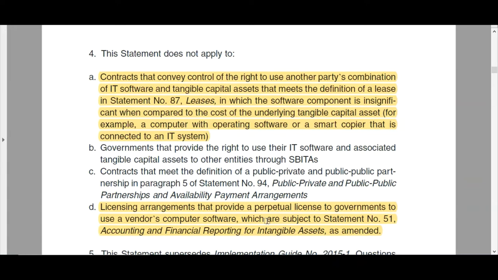So your Excel that you've had on your computer since 2010 with the formulas that just don't update, that is not a SBITA. That's a perpetual license.